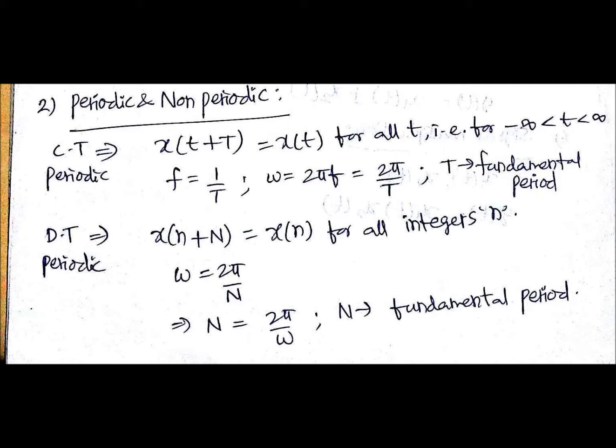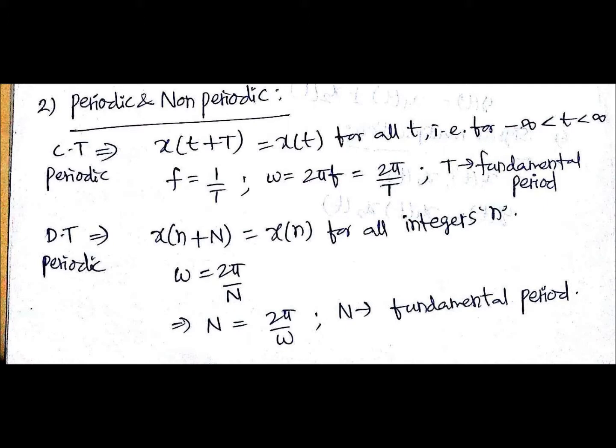So what will be the frequency of that periodic signal? f equals 1 divided by time period T, and frequency in radian per second is omega, that is angular frequency, equals 2 pi f, which is also nothing but 2 pi by T, and T is the fundamental period.